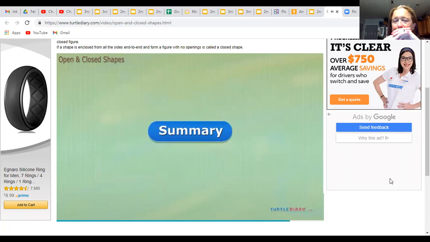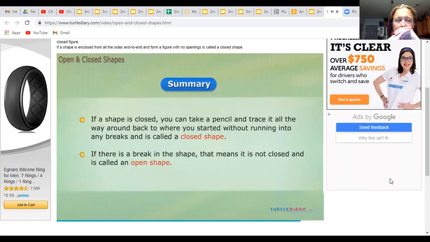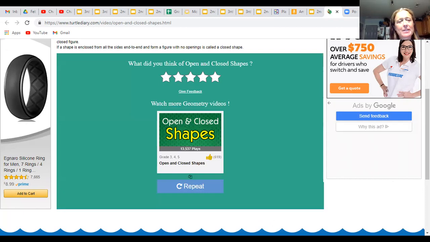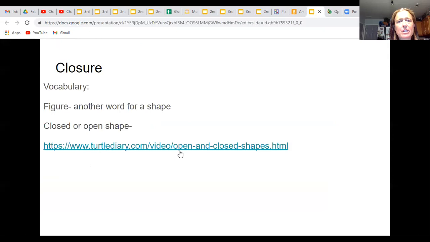Let's see what you have learned in this lesson. If a shape is closed, you can take a pencil and trace all the way back. Whoop. I didn't catch it fast enough. Okay, let me try this again.